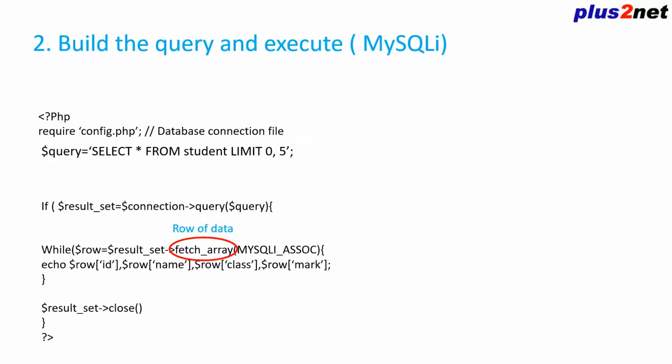Each time one row is returned, and the row elements are displayed by row ID. We know what the column names are. Column names are the elements here, and once all the rows are exhausted, this will return null, and the while loop will come out. Now this is how we get all the records from the MySQL database.